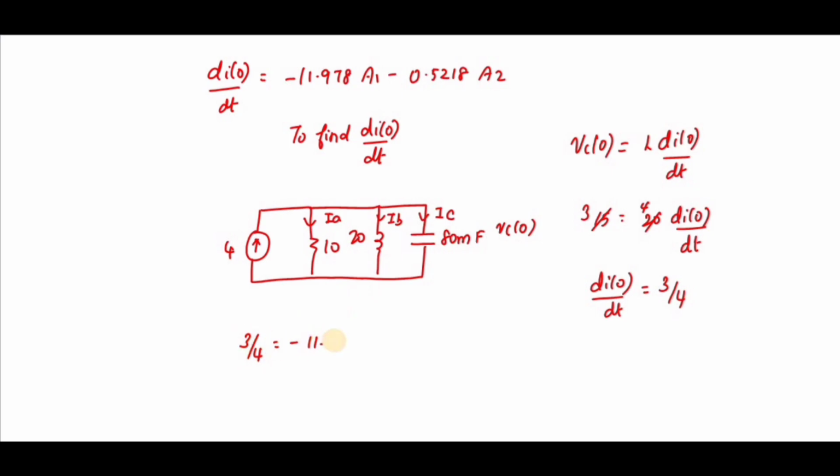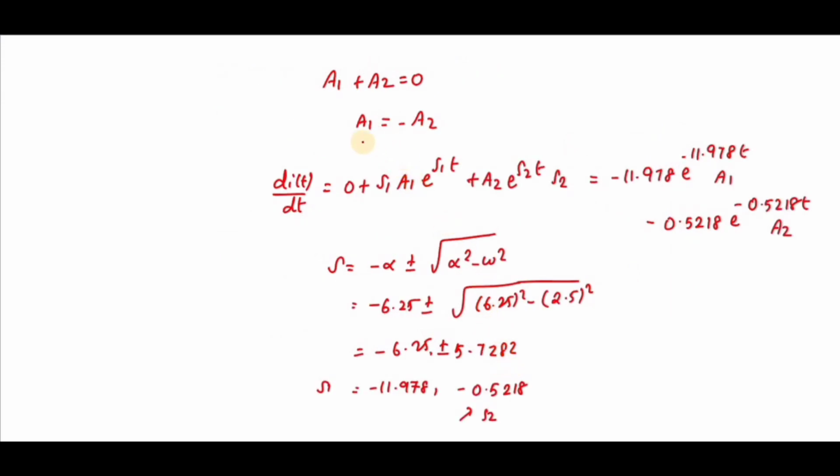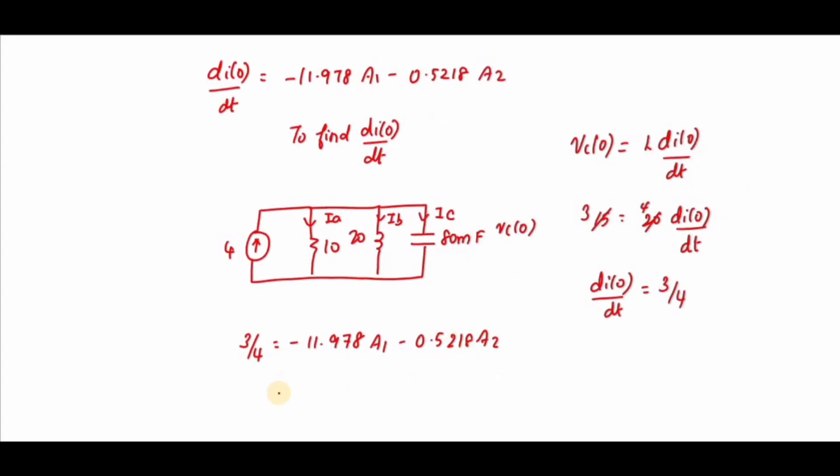So substitute the value in the above equation: 3 by 4 is equal to minus 11.978 over A1, and here itself you can substitute A1 equal to minus A2. From this I can find the value of A2, right? Once I find the value of A2, A1 is equal to minus A2. So now A2 is equal to 0.0655 and A1 is equal to minus 0.0655.